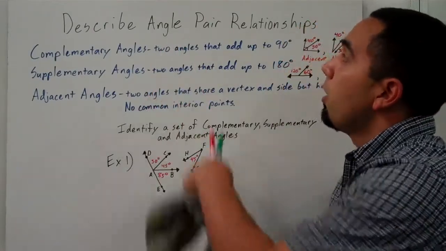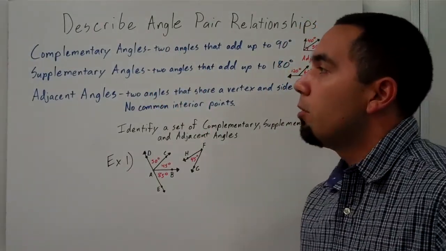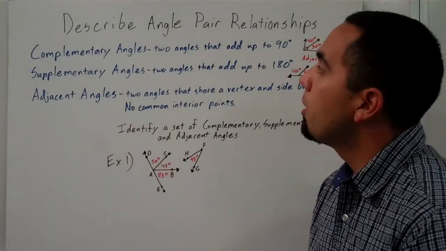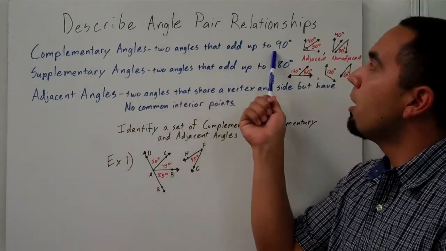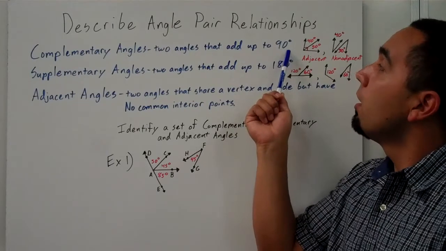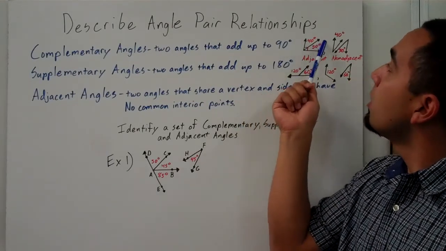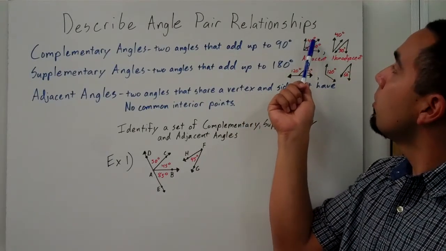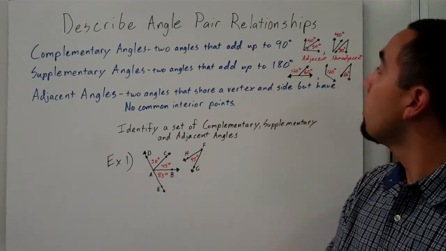Okay, so this is describe angle pair relationships, and we have a few definitions here. First one is complementary angles. So two angles that add up to 90 degrees, okay? And they have to add up to 90 degrees. Here we have two that are next to each other. One's 40, one's 50. If I add those together, I get 90.